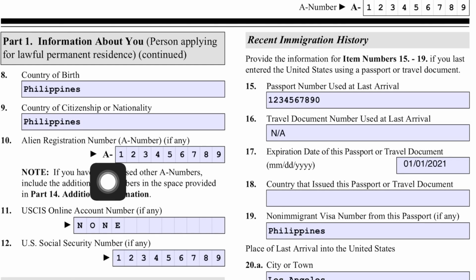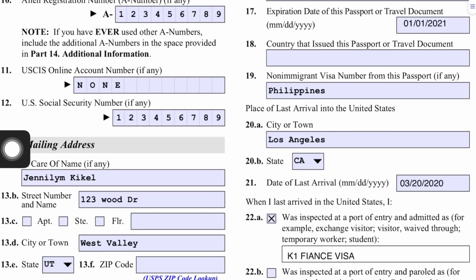Again, your alien registration number, you can find it in your NOA 2. So in your NOA 2, the approval letter, it's going to be above your name, or above your beneficiary name. And then number 11, USCIS online account number. If you have a USCIS online account number, put it there, but if not, just put none. Number 12, US Social Security number. I already had a US Social Security number before I filed the adjustment of status, so I put it there.